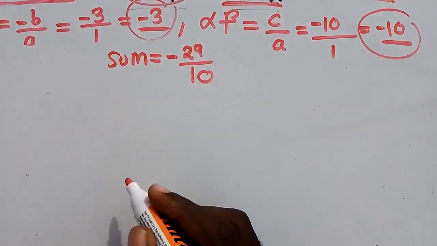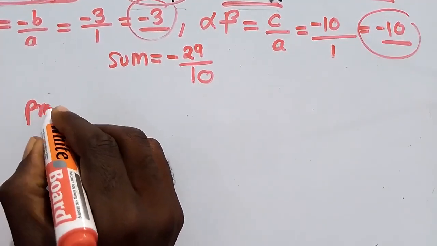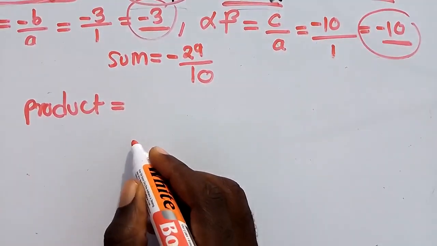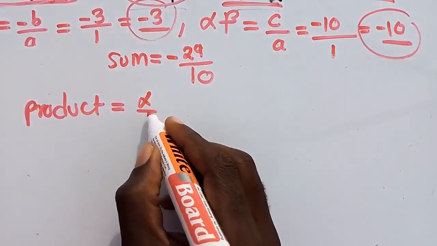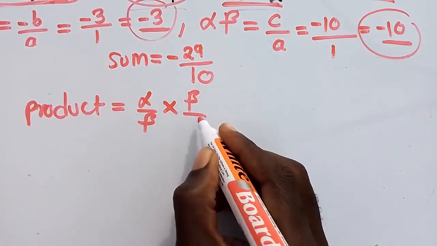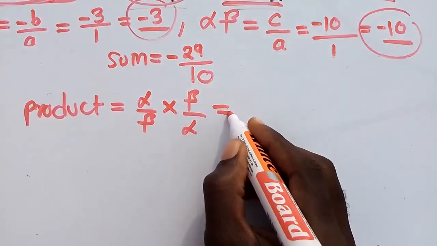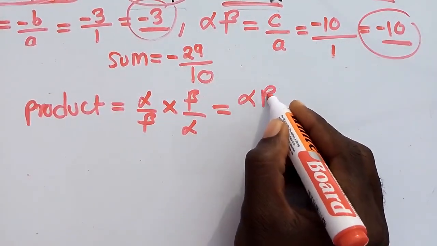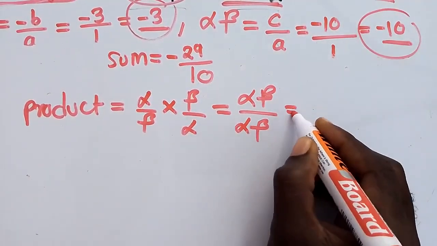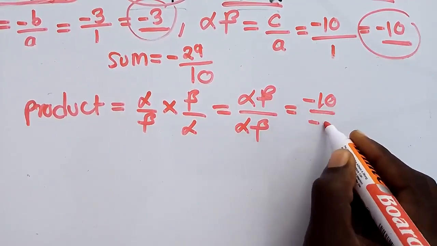So now from here, I find the product. How do we find the product? You multiply those two. We multiply alpha over beta by beta over alpha, which will be equal to alpha beta over alpha beta, which is equal to negative 10 divided by negative 10.